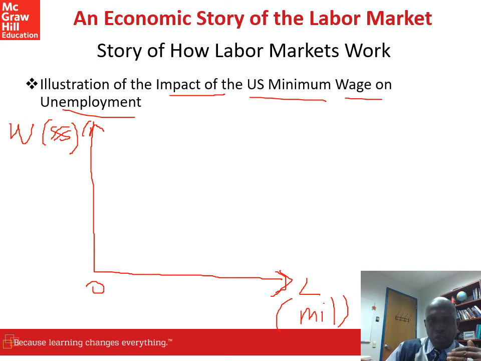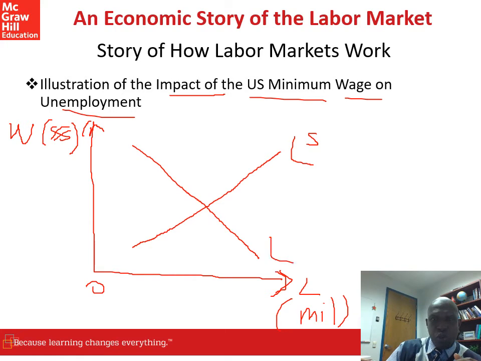Labor supply is going to be positively sloped or upward sloping. We're going to label it LS. Labor supply is positively sloped because at higher wages, more people want to work. At lower wages, fewer people want to work. Labor demand is negatively sloped or downward sloping. We're going to label it LD.